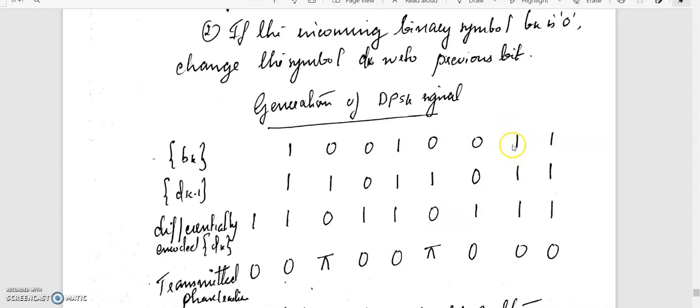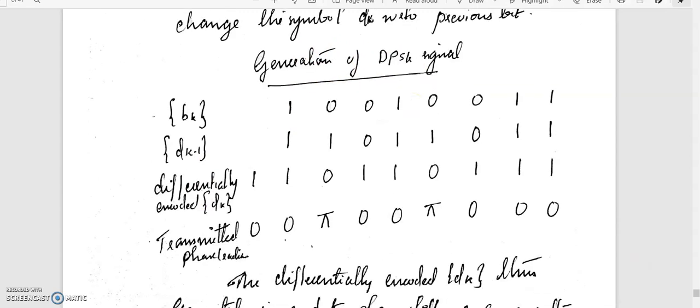Then 1. 1 means remain in the same state. Earlier was 1, so you remain in the same state 1. Again 1, so remain in the same state 1. So this is how you get the differential encoder signal. Now you have to draw the generator, how to generate this DPSK signal.